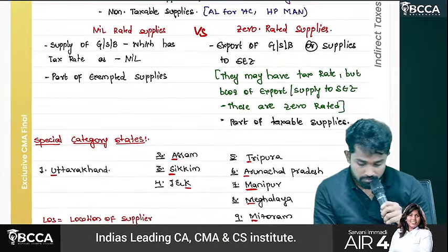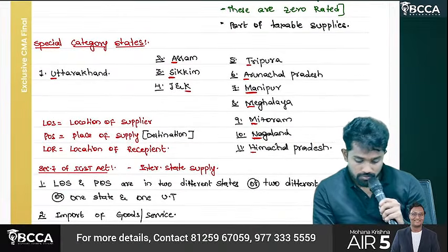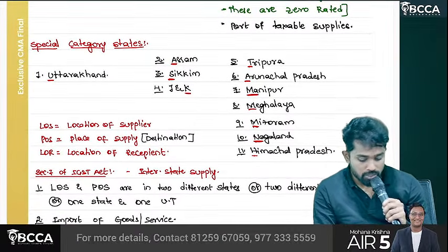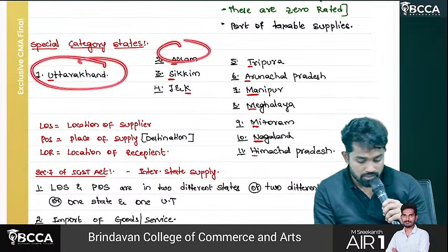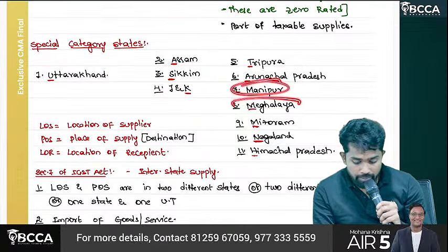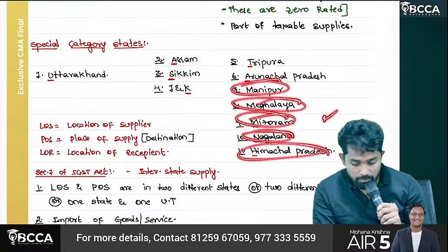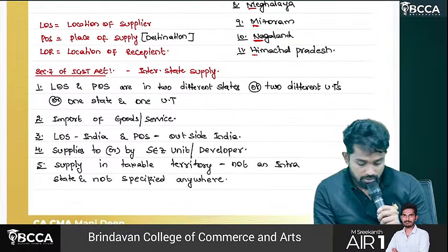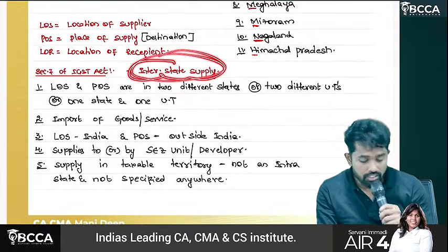Then special category states, sir. What are called special category states? Uttarakhand, Assam, Sikkim, Kashmir, Tripura, Arunachal Pradesh, Manipur, Meghalaya, Mizoram, Nagaland, Himachal Pradesh. Then this one is important, sir. Definition of interstate supply.